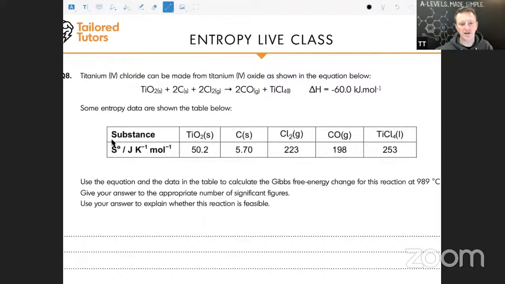So use the equation and the data in the table to calculate the Gibbs free energy change for this reaction at 989 degrees. Give your answer to the appropriate number of significant figures. Use your answer to explain whether the reaction is feasible. So I'm going to get you guys to do the calculation. The calculation is worth 5 marks. I'm not going to say anything for 4 minutes, starting from now.